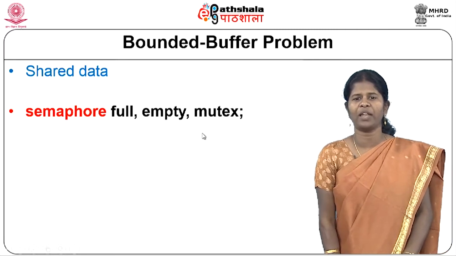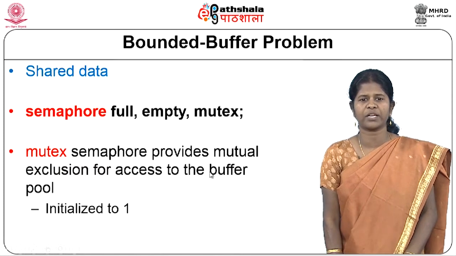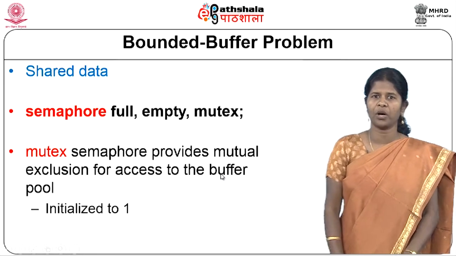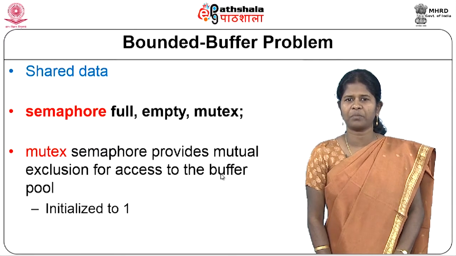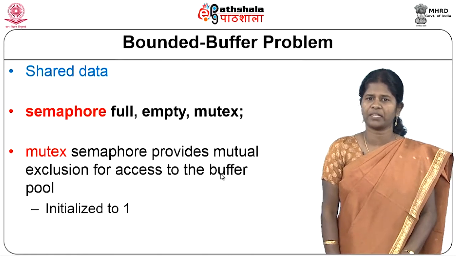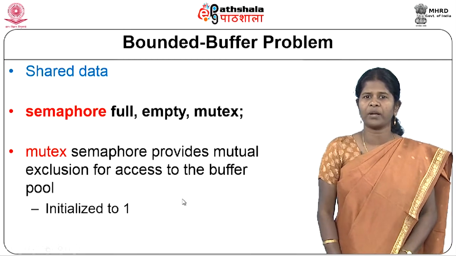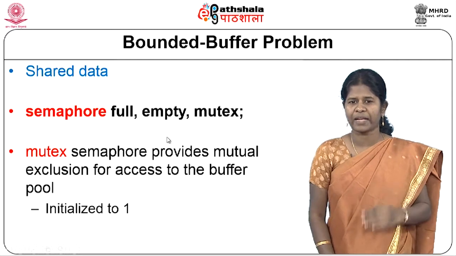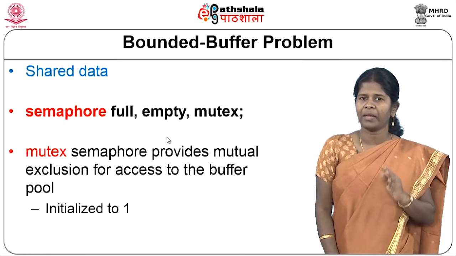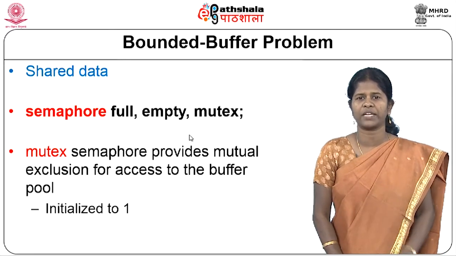So, here we have full, empty, mutex, 3 semaphores, and this mutex semaphore provides mutual exclusion for access to the buffer pool. Any process, be it the producer or the consumer, before accessing the buffer will have to wait on the semaphore mutex, and after accessing the buffer they can signal the semaphore mutex, and initially it is initialized to 1. Why is it initialized to 1? Because only one process can access the buffer at a particular time. So, mutex is safeguarding this buffer pool, and only one process can access the buffer pool, and hence the initial value of mutex is set to 1.